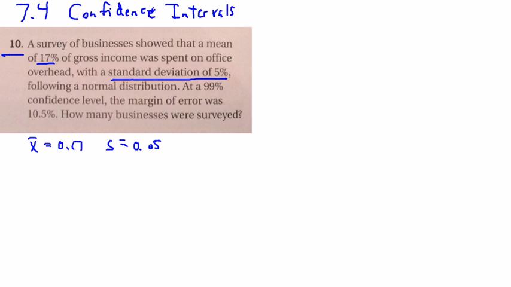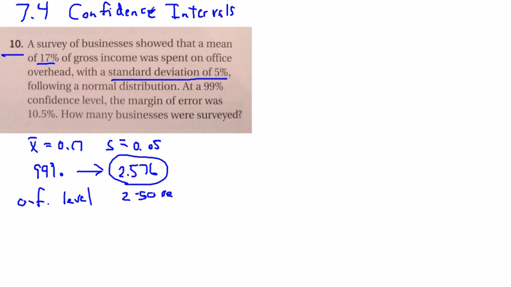So let's see, when the confidence level is 99%, that corresponds to a Z score of 2.576. So that's the number we're going to have to use for Z.